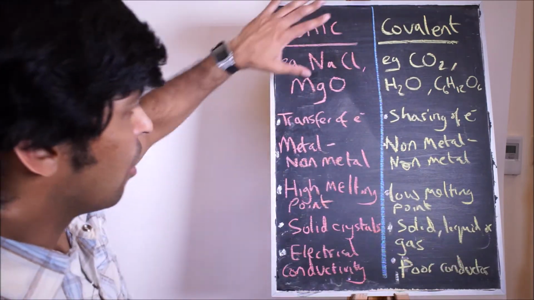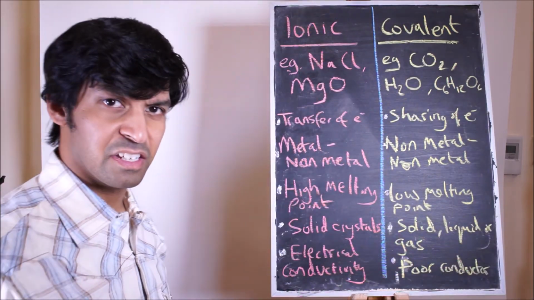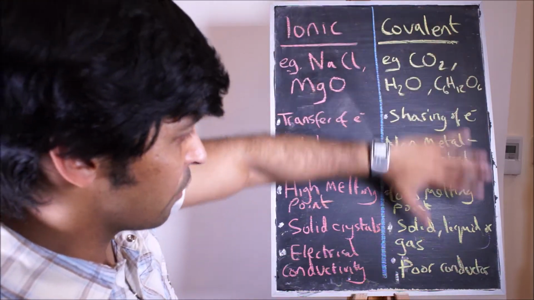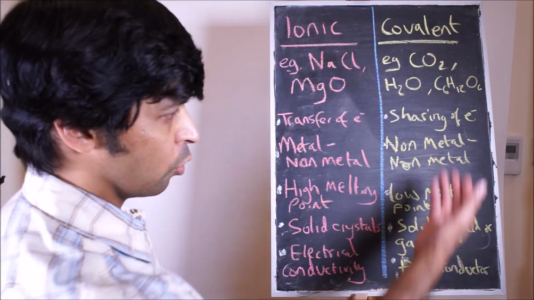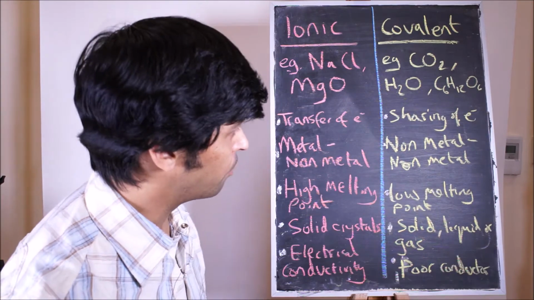Today we're going to be looking at the differences between ionic compounds and molecular compounds. Molecular compounds are also known as covalent compounds, so this is just something that you need to bear in mind. So let's begin. On this side I've got all the details that you need to know for ionic compounds, and over here molecular compounds, or molecules as we call them.